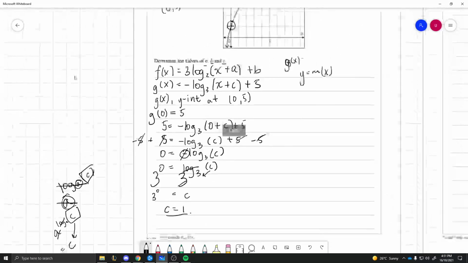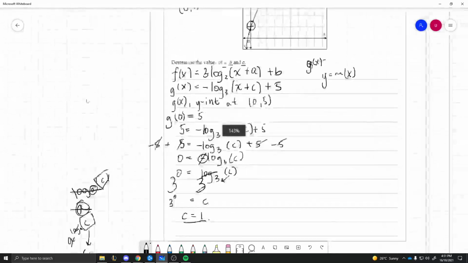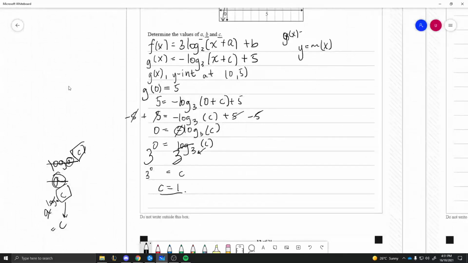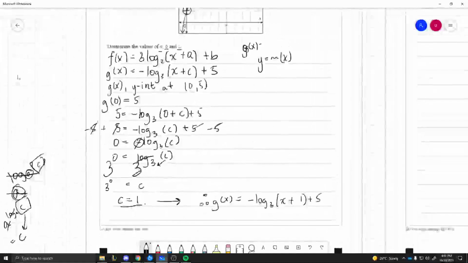Now, you get a bit of working out for this question, because it's quite a big question, worth 6 marks, so let's rewrite g of x. Therefore, g of x is equal to negative log base 3, we're just rewriting the function from up here, but subbing in c, of (x plus 1) plus 5. Now that you know that, it makes things a lot easier, because c is constant, it does not change.